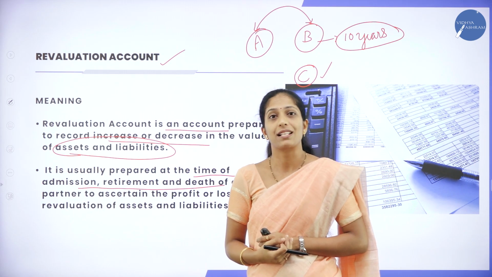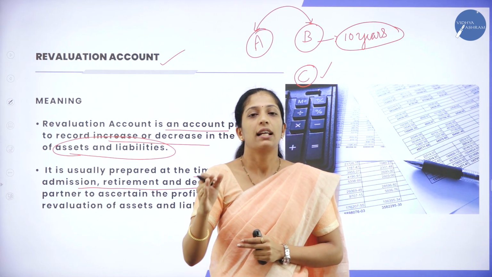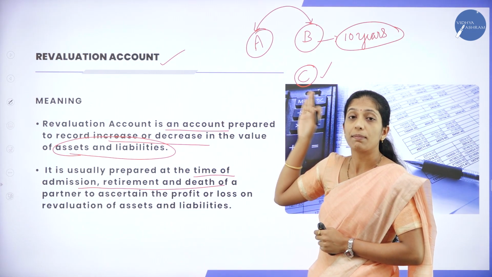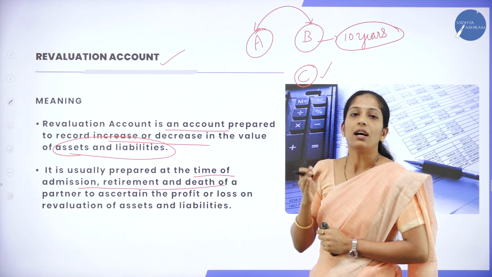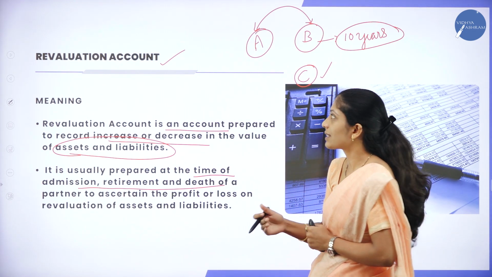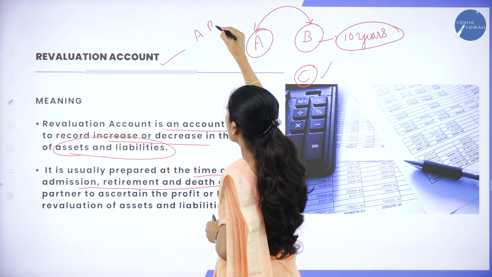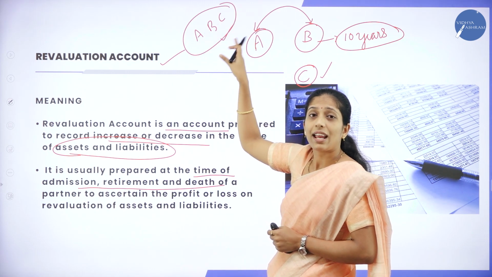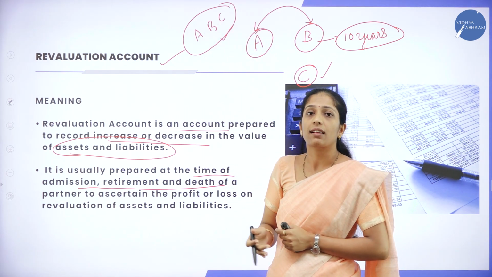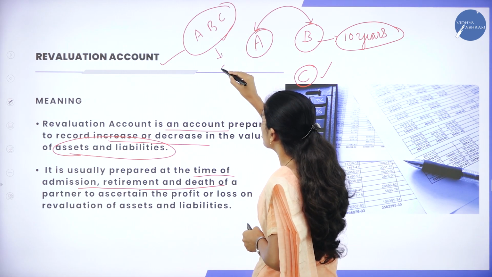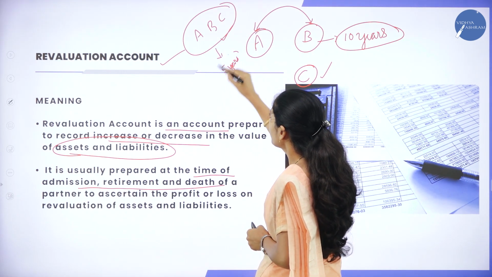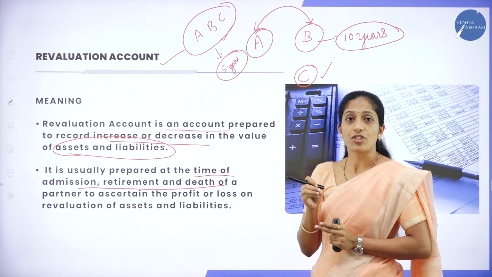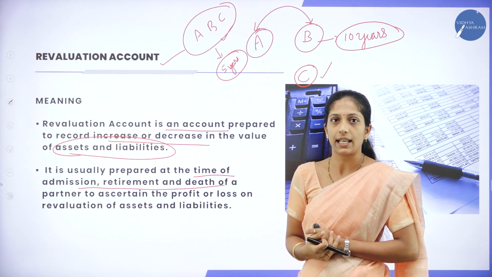So when are we going to prepare this revaluation account? During admission, retirement as well as death of a partner. This was an example relating to admission of a partner. In the same way, when a person retires from the partnership firm, for example, there are three partners, A, B and C, and now B is going to retire. A, B and C have been undertaking their business activity for the past 5 years. Now a person is going to retire, so the partnership firm has to give some amount to that retiring partner, right?